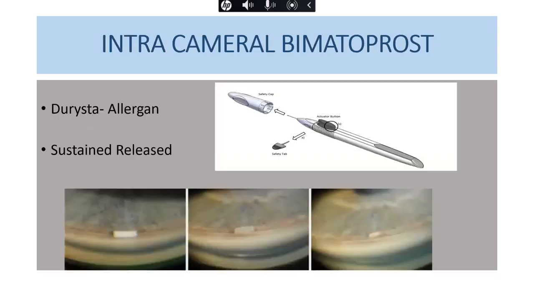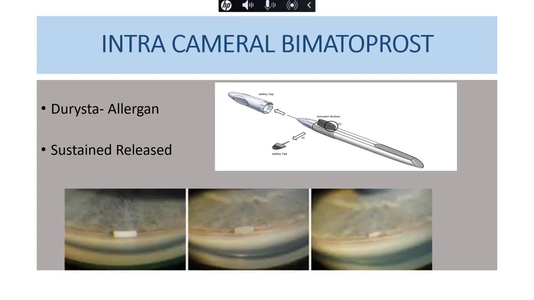Now let's talk about each one individually. First, the intracameral bimatoprost. It is already in use in America and FDA approved. I don't know whether it is in the UK. Limited, yes.